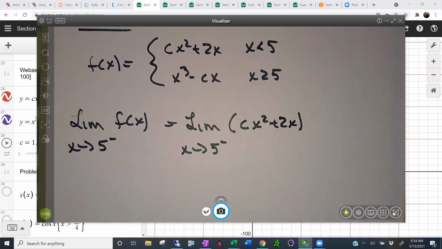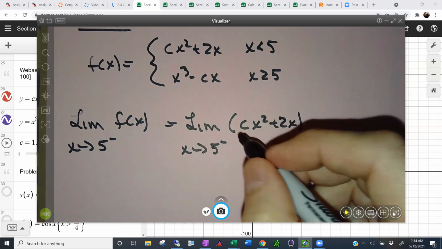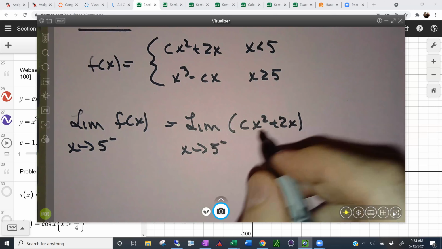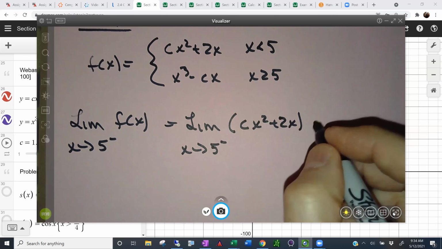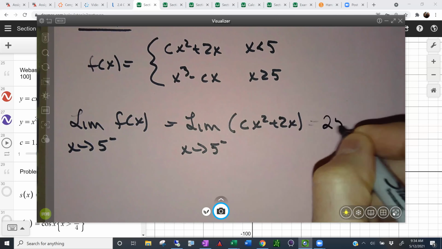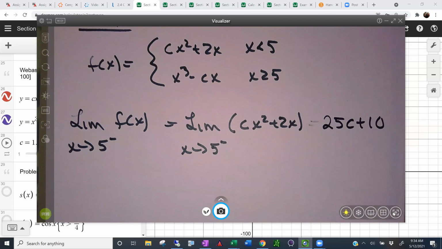Can anyone suggest a way that I can evaluate this? Plug in 5. Plug in 5, yeah. That's our first line of attack, is to try and plug in the limit, and it works. 5 squared is 25. 2 times 5 is 10. So that's going to equal 25c plus 10. That's the limit from the left.